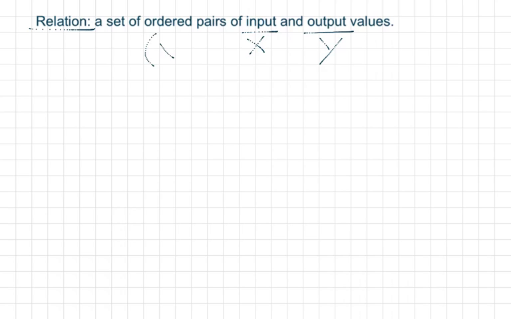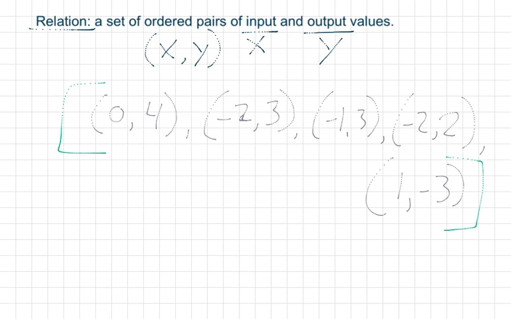And in ordered pairs, think back to Algebra 1, just the point x, y, right? You just graph that point. So here's an example of one. So here's my relation. I have the points 0, 4. I have the point negative 2, 3. The point negative 1, 3. The point negative 2, 2. And the point 1, negative 3. So this is a relation, just a bunch of ordered pairs. Again, a set of ordered pairs.